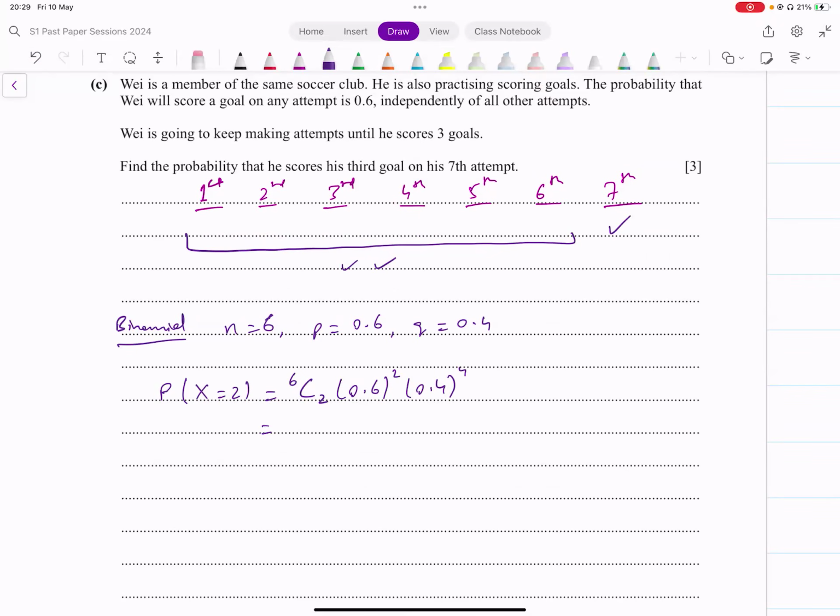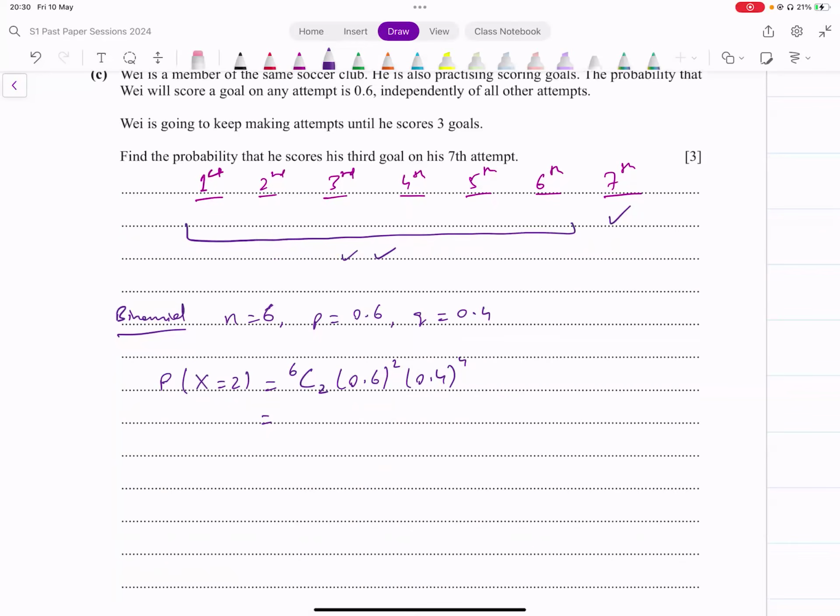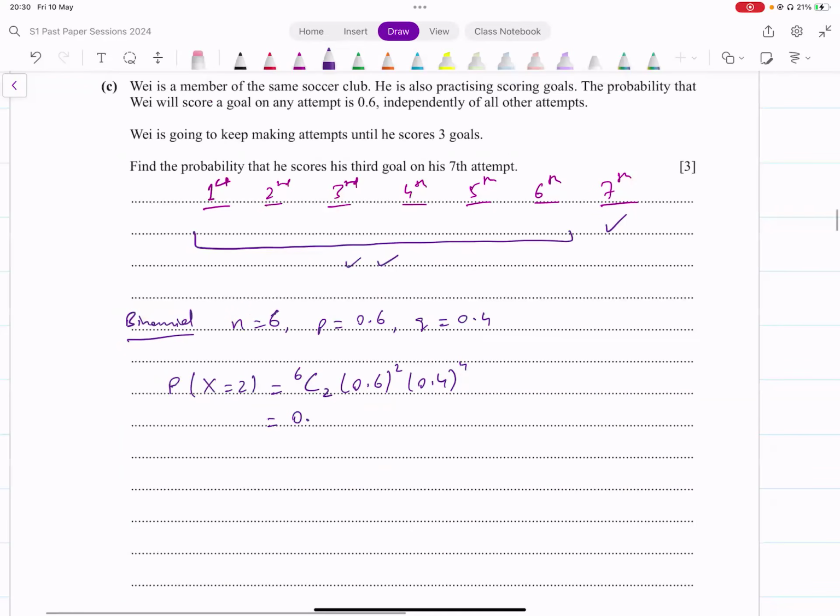What do you get from this? Anyone? 0.1382. So this is not your final result. So you need more accuracy. Do not round off yet. Use as many significant figures as you want, more than 3, minimum 4. Ideally, just use the exact value from your calculator. So 0.13824. Now, this is the probability of getting 2 successes amongst the first 6 attempts.